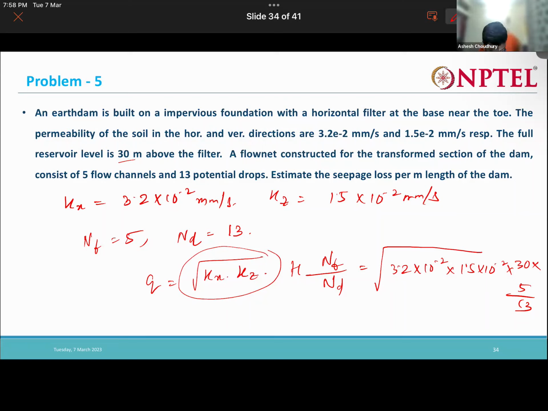Please keep the units consistent. This one is in mm, so this one will come in mm per second. So this 30 you also convert to mm, or this you convert to meter.